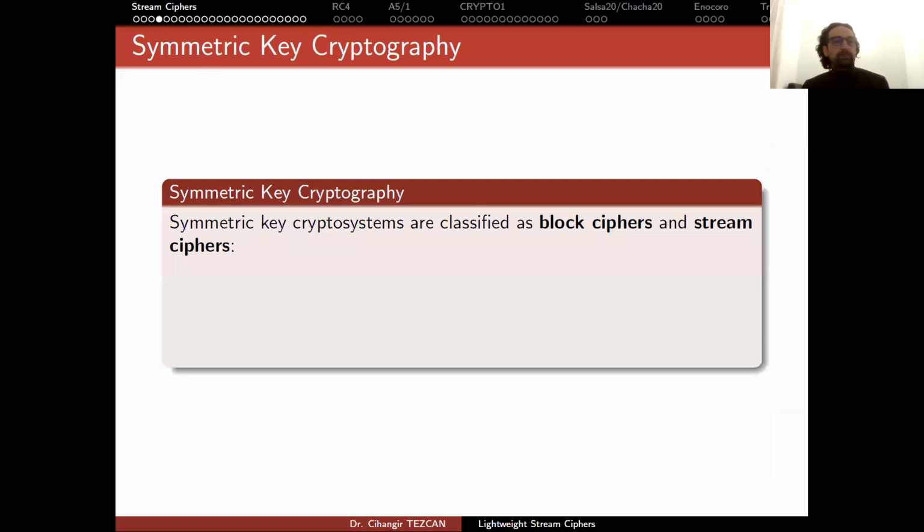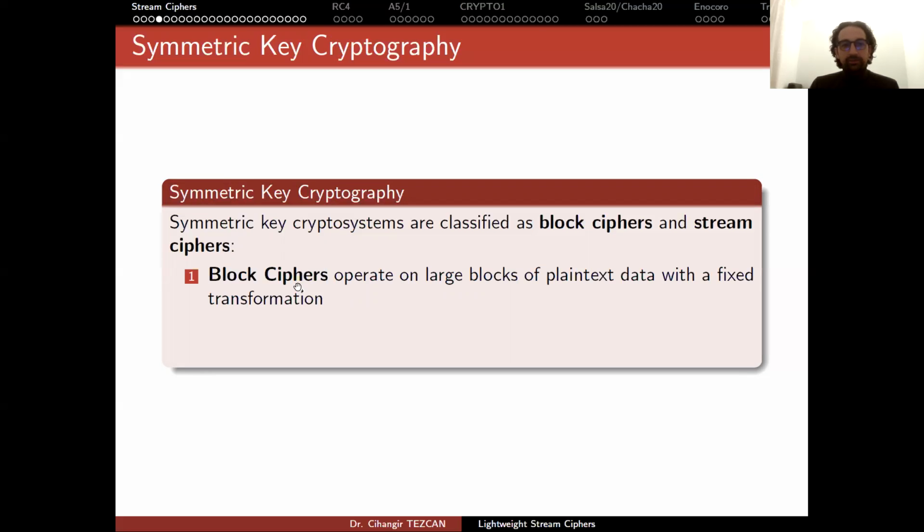So let's start. Symmetric key cryptosystems are classified as block ciphers and stream ciphers. Actually, I would like to add sponge construction here as a third case in the future, because for me, it is kind of different from these two. But anyway, let's focus on these two. Block ciphers operate on large blocks of plaintext data with a fixed transformation.